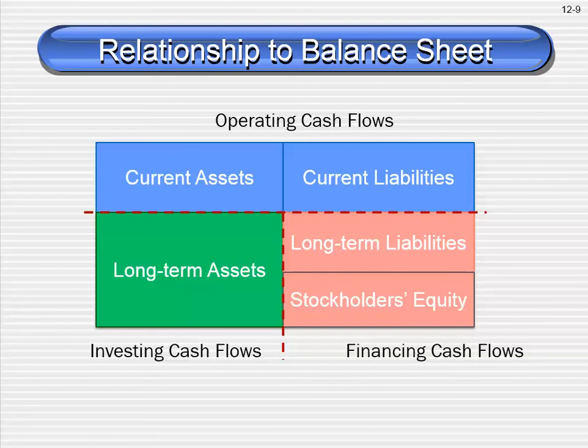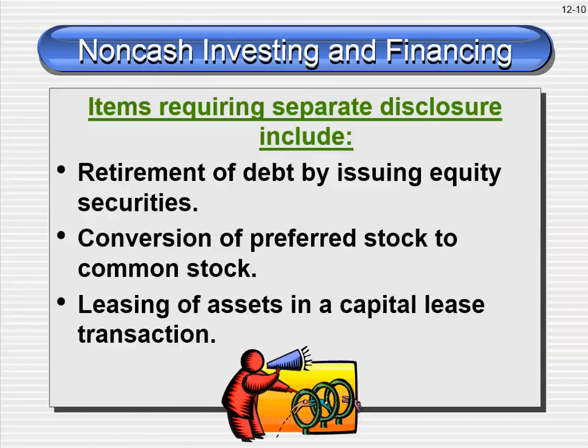So again, if you can kind of visualize that, that may help you a little bit. Now we also have things called non-cash investing and financing. Those aren't going to go on the statement of cash flows because they don't deal with cash. The only thing that goes on our statement of cash flows are items that specifically deal with cash. So if we did have one of these items occur, we would put a separate disclosure to the notes of the financial statements.